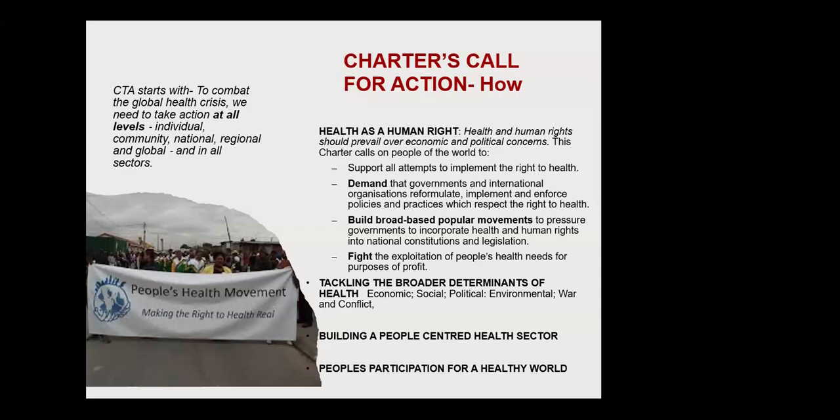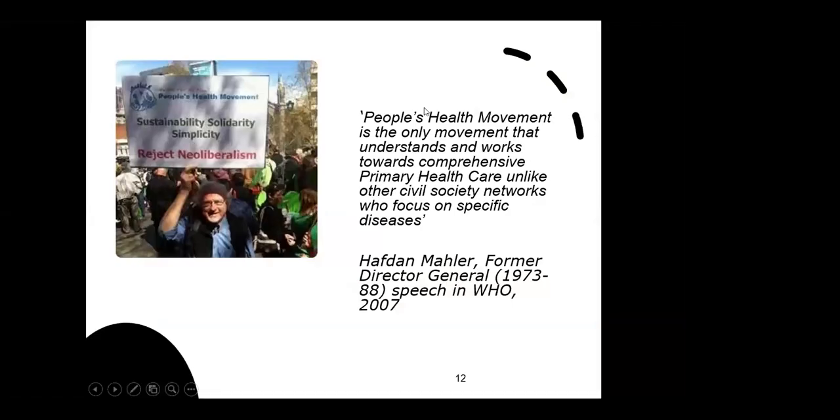So I'm not going to spend more time. It talks again of health as a human right, which we discussed earlier. It talks about people's participation in health, in deciding their health. It talks about the broader determinants of health: economic, social, political, environmental, war, and conflict. If there's a war ongoing in any country, the health of its people is not going to be good. So there's an emphasis on these broader determinants.